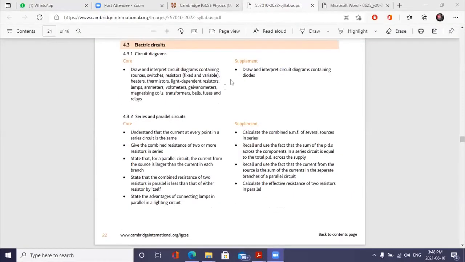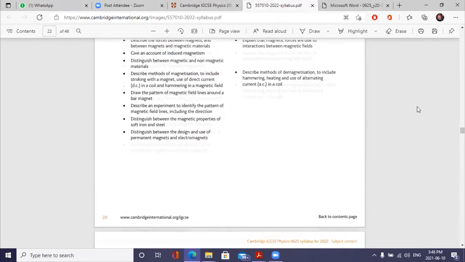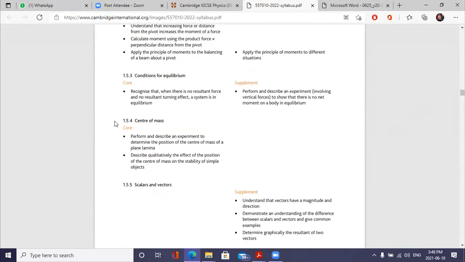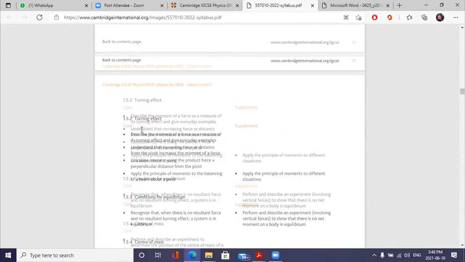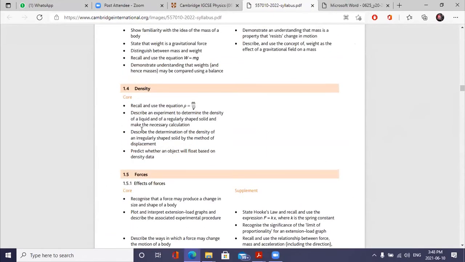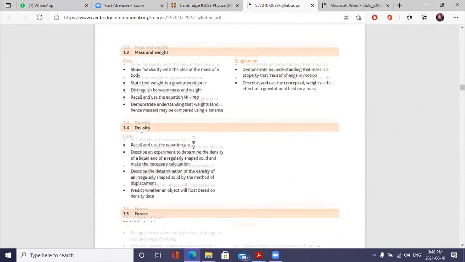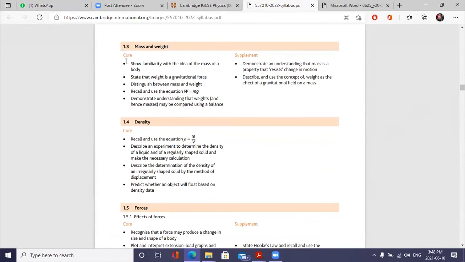The supplement is not something different from this. I'll give you an example. Here, conditions for let's say center of mass, or let's say mass and weight. Show familiarity with the idea of mass and weight of a body. State the weight and gravitational force. Distinguish between mass and weight. W equals mg and so on.